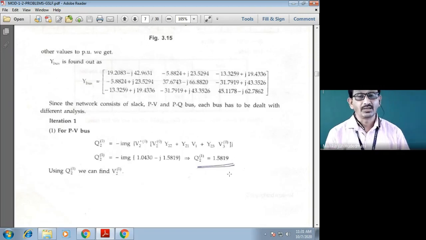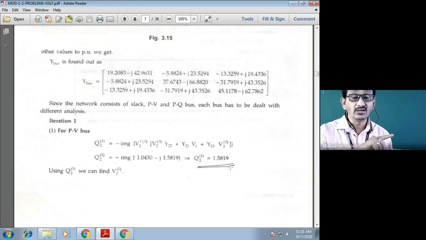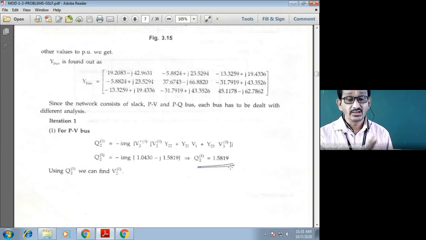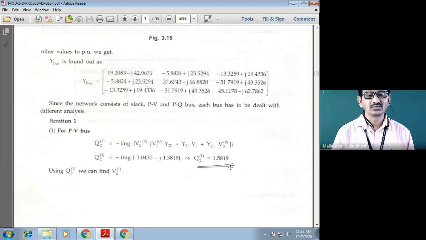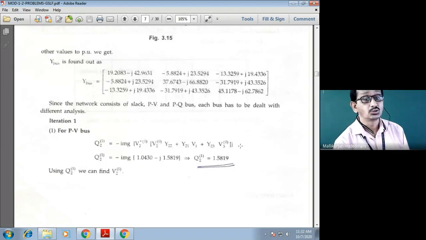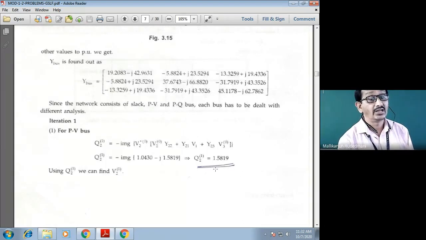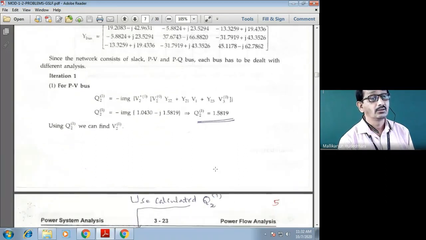Now what is my next step? I have to check this against limit min and limit max. What were the limits given in the problem? If you don't remember, it is minus 200 and plus 200, divided by the base value 100. It becomes minus 2 and plus 2. Minus 2 is the lower limit, plus 2 is the upper limit. Does 1.5819 fall within this? Yes. Then this generator is capable of maintaining the scheduled voltage, whatever is pronounced. Else, it will be switched to a load bus. So therefore, this computed value is valid. It is shown here. Okay, I just move.